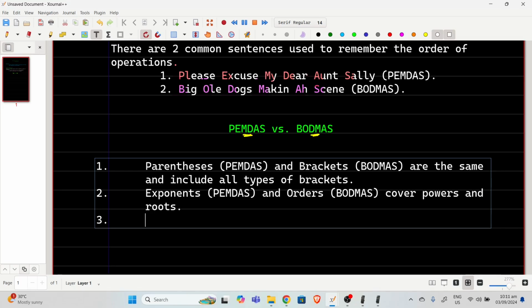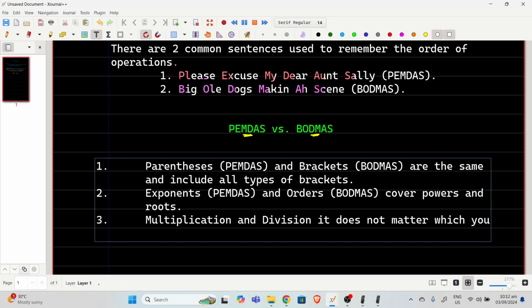Number 3, which is multiplication and division. It does not matter which you perform first, so long as you apply it from left to right.